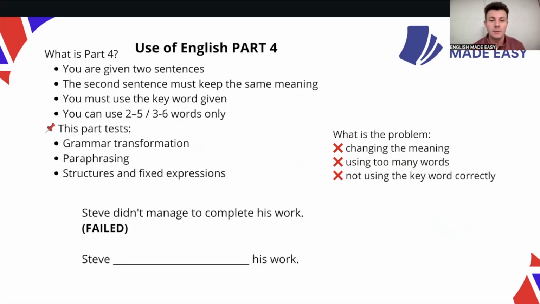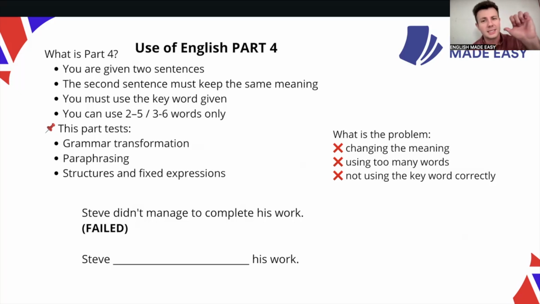And you must use the keyword given. En este caso, failed. Okay, you have to use that word and you cannot modify the word. No, failed, failed. Okay, now in B2, you can use between 2 and 5 words, where in C1, it's 3 to 6 words. Okay, this part tests grammar transformation, a bit of grammar, paraphrasing, and structures and fixed expressions.